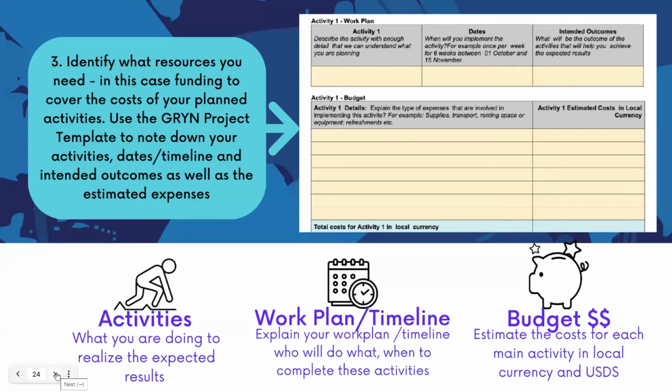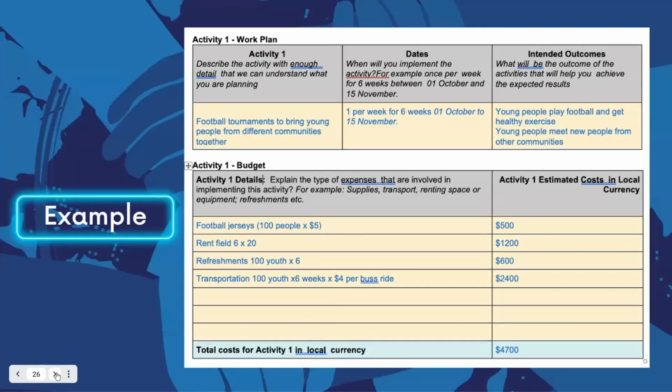And then in step 4, for each activity, we also need to see a list of the expenses in the local currency, so that we're clear on if it's Ugandan shillings, if it's Malawian shillings. I don't know how they call their currency. Really being clear on, this is the amount that it would cost in the local currency.